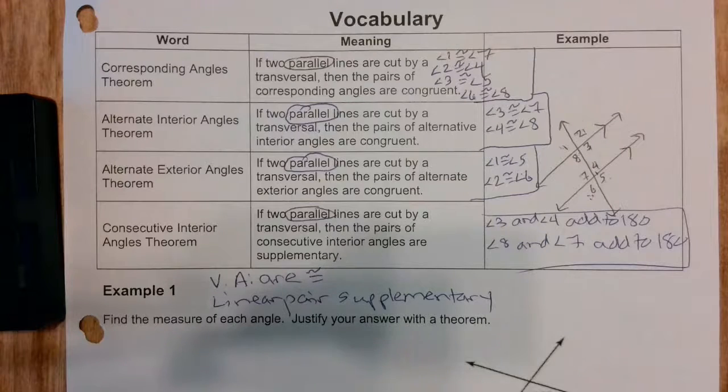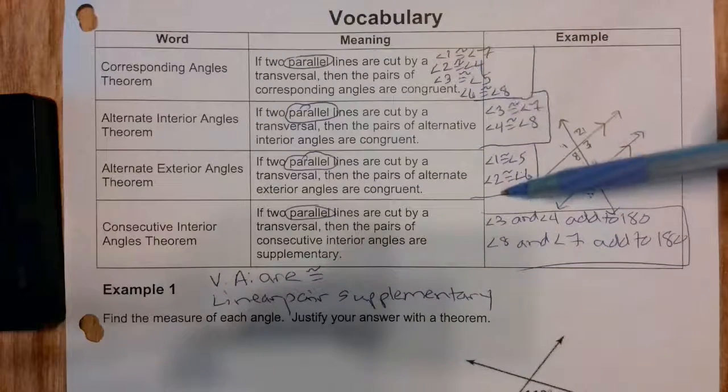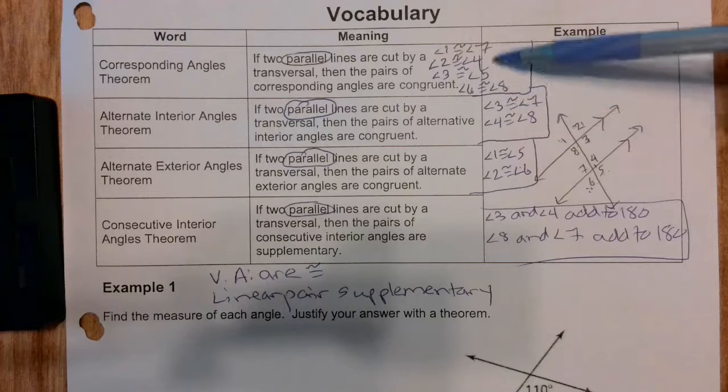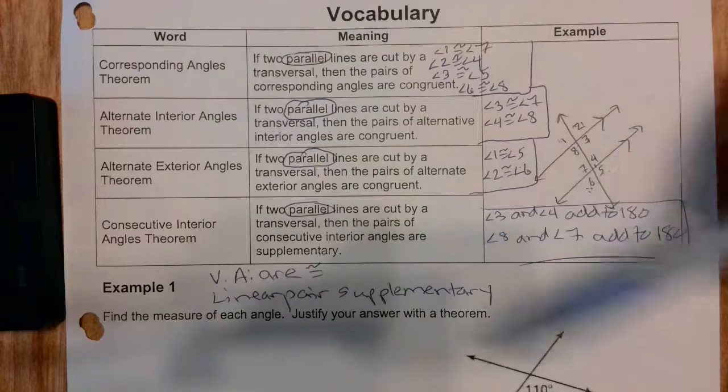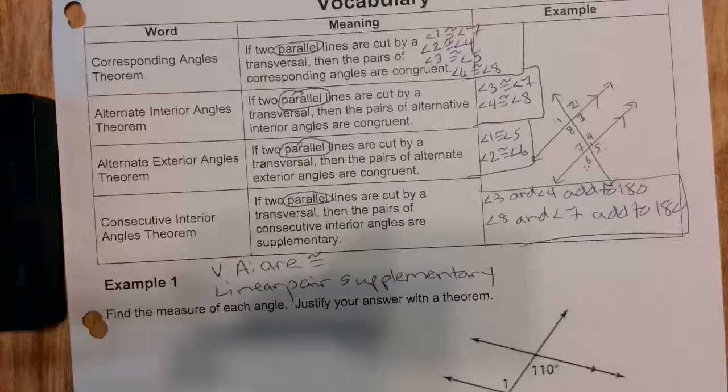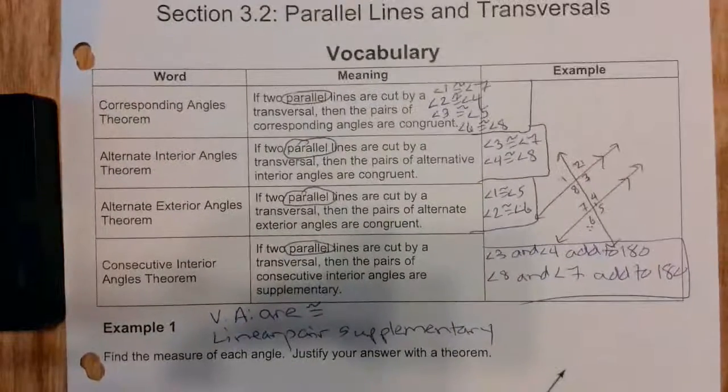So you're either going to be setting things equal, or adding them to equal 180. If in doubt, set them equal, because out of these 6 situations, 4 of them are where you set them congruent. 2 of them are where you equal them to 180. Consecutive interior and linear pairs are where you equal them to 180.